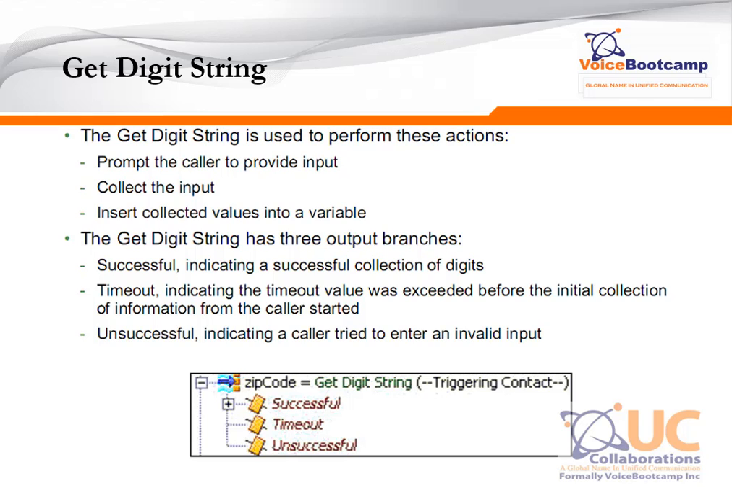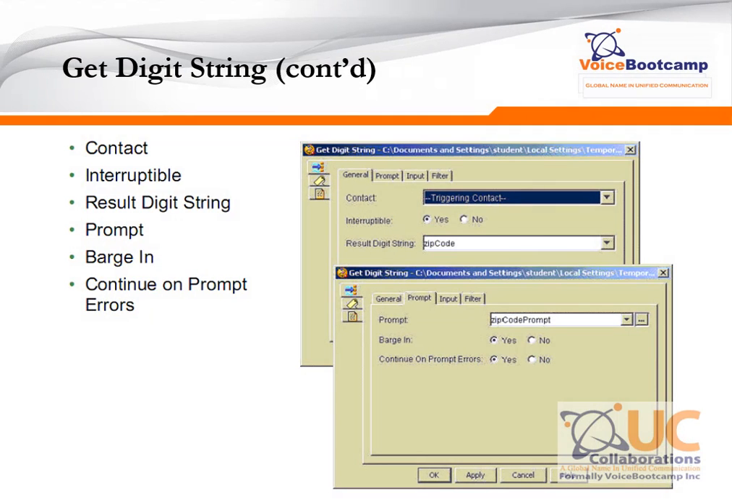The GetDigitString has three output branches. Successful, indicating a successful collection of digits. Timeout, indicating the timeout value was exceeded before the caller started entering the information. That means the user did not enter the information on time. And unsuccessful, indicating the caller tried to enter an invalid input. So let's say you are asking for digits and the user is entering an alphanumeric character, for example. That would be an unsuccessful situation.